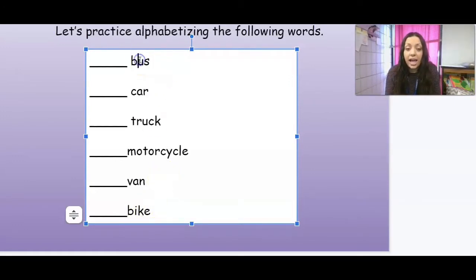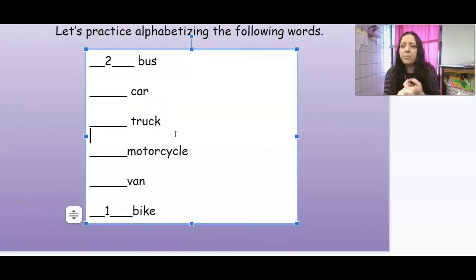So I have B and then a U, or B and an I. Which one letter, I or U, do you think comes first in the alphabet? Let's see if you're ready. Ready? So we have A, B, C, D, E, F, G, H, I. I comes first in the alphabet. So B, I for bike is going to be our first word if we're going in alphabetical order. So I'm going to put a 1. So then bus would be 2.